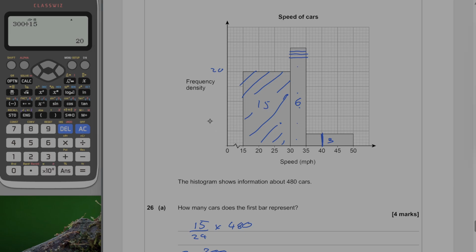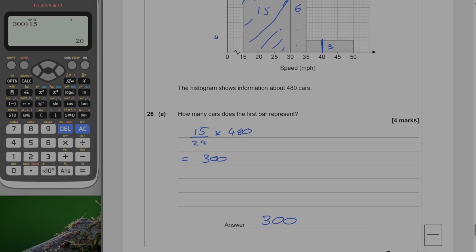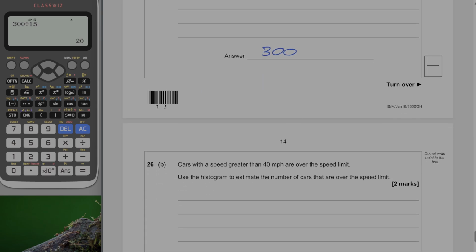Yeah, so if that's 20, this is going up in fours, which isn't a particularly nice thing. But what I'm going to do is say that the area of that, pretending that that's 1, would be 0.8. So 0.8 times by 10.